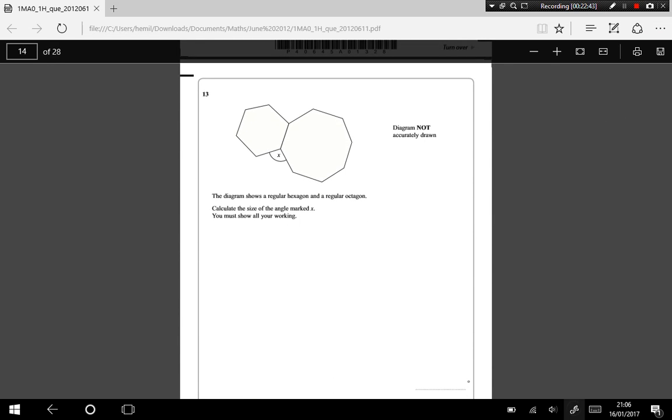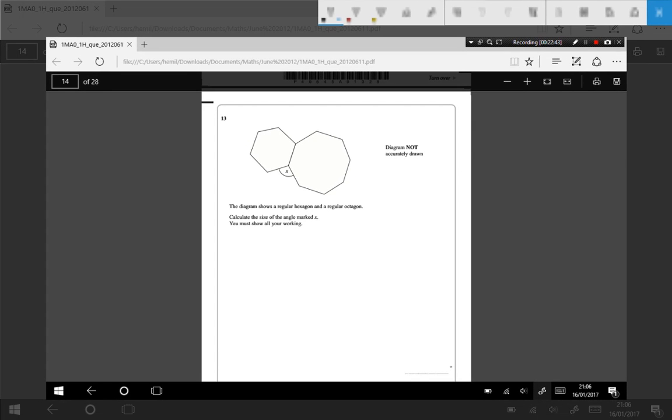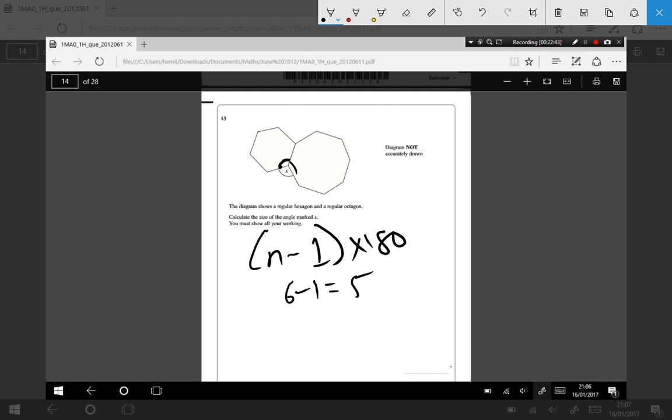Now heading on to the next question, which is 13. For this question, what we have to do is use our knowledge of the formula, which is n minus 2, or is it n minus 1? Yes, n minus 1 times 180. So what this formula enables us to do is know the total angle of a shape. You know that there are 6 sides, so 6 minus 1 is equal to 5, and then that times 180 is equal to 900. So you know that the total of these is 900.